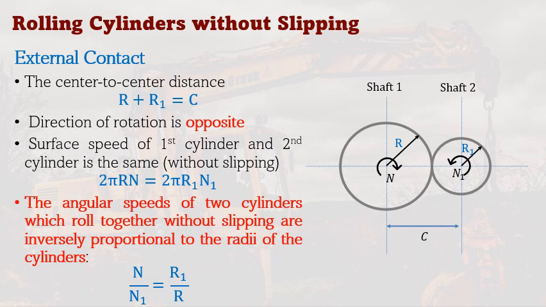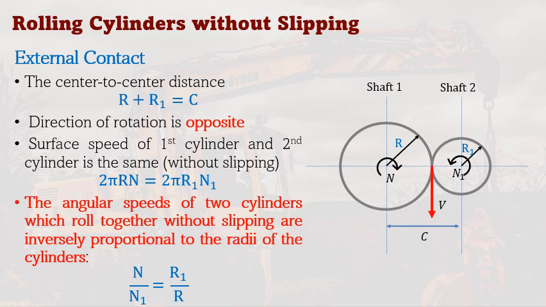Also, if you analyze it, the relationship is that the greater the revolutions per minute, the smaller the cylinder diameter will be, because they have an inverse relationship with respect to the angular speeds. Therefore, cylinders which have a smaller diameter can rotate at a larger speed. So that is for rolling cylinders which have external contact.